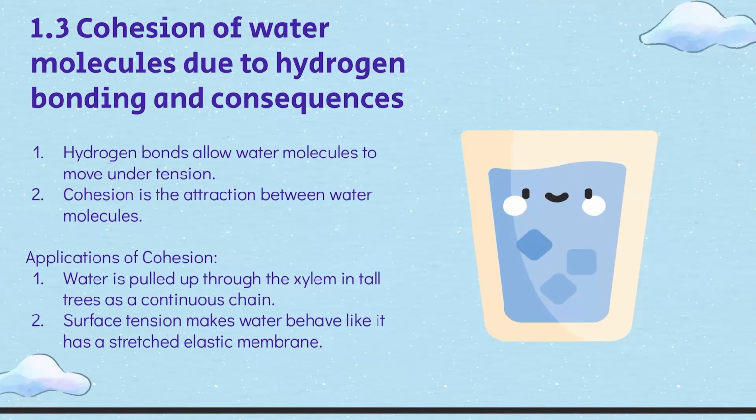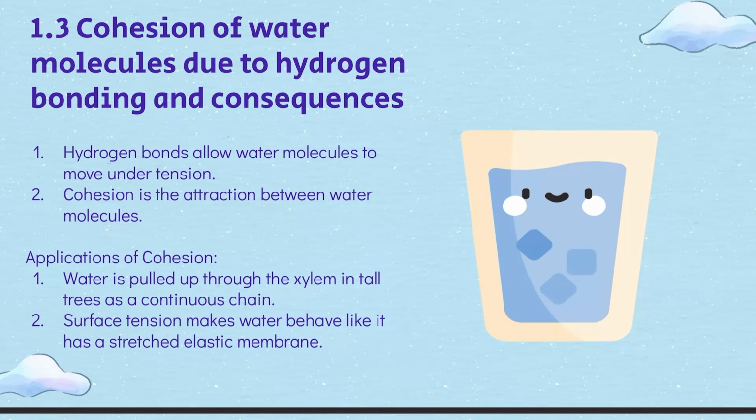Next, cohesion of water molecules due to hydrogen bonding and its consequences. Hydrogen bonds between water molecules allow them to move under tension. Cohesion is the ability of water molecules to be attracted to each other. This is an important distinction between cohesion and adhesion, which we will discuss in the next slide.